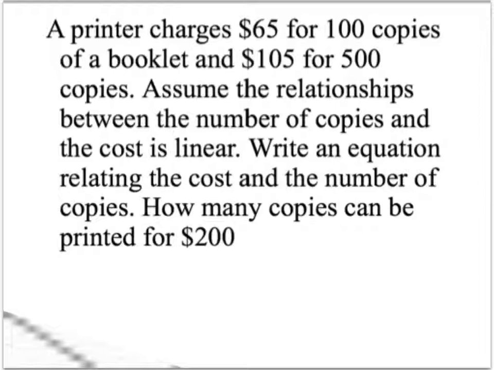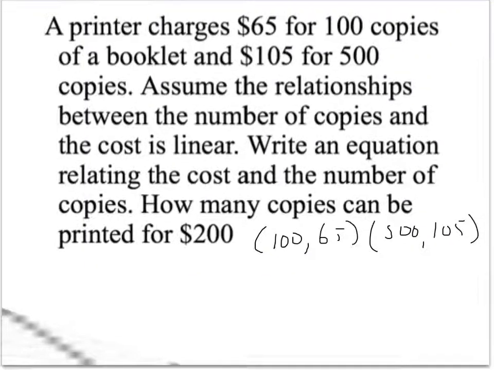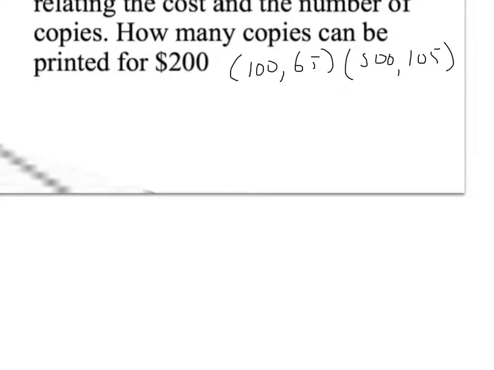So the first thing you got to think about is this is in fact 2 points. The number of copies depends on the cost. For this, you got to think about it's going to be cost per copy. So really we have the point 100 comma 65, and we have the point 500 comma 105. So we're going to use those two to find our slope and all of that. So let's go ahead and use that.